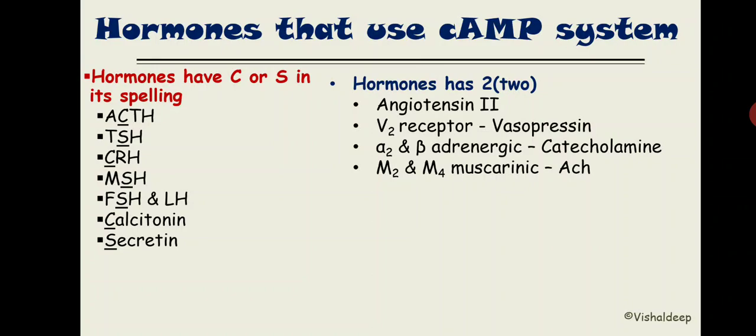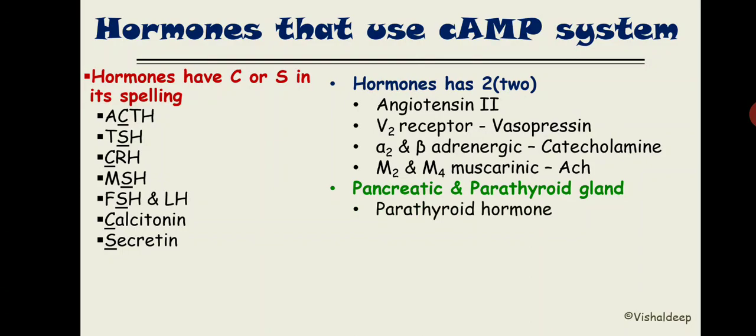Catecholamines, when they use alpha 2 receptor, activate the cyclic AMP system. Vasopressin or ADH, antidiuretic hormone, working on V2 receptor, will activate the cyclic AMP system. Angiotensin 2 again activates the cyclic AMP system. And the last one is PP, pancreatic and parathyroid gland. They also use this cyclic AMP system. Parathyroid hormone and pancreatic hormones, basically two, somatostatin and glucagon, are using the cyclic AMP system. Remember that insulin is not using this system, right?